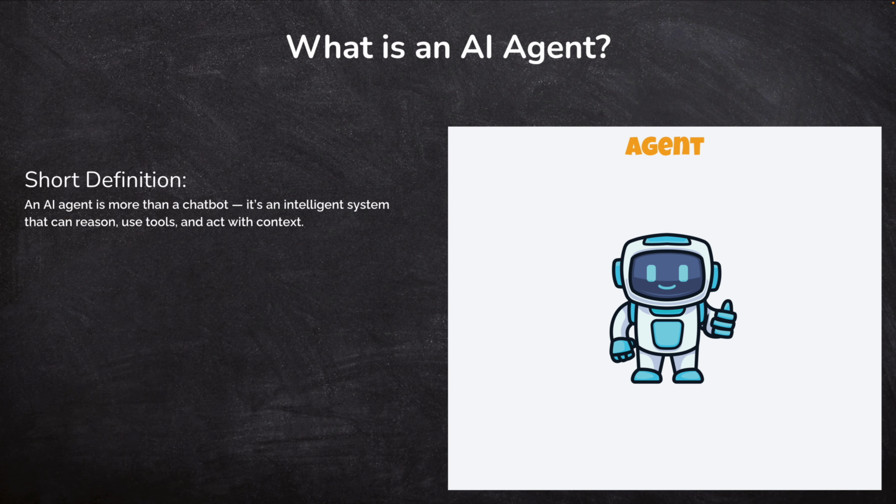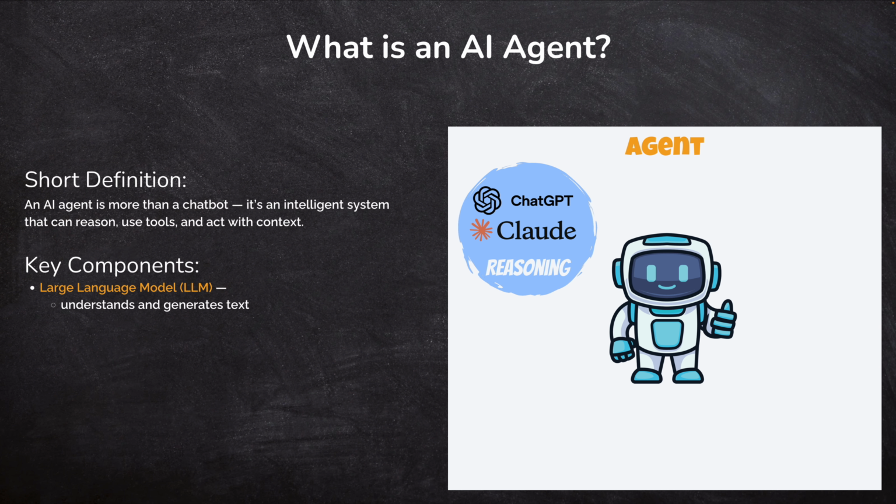Before we jump into the code, let's very quickly define what an AI agent is. When I say an agent, I mean more than just a chatbot. Functional-wise, you can think of an agent as having four key components. First of all, it can have a language model. This is the brain that understands and generates text.